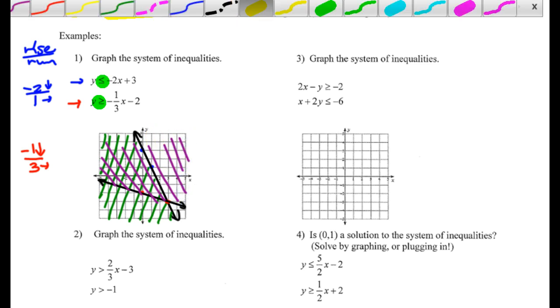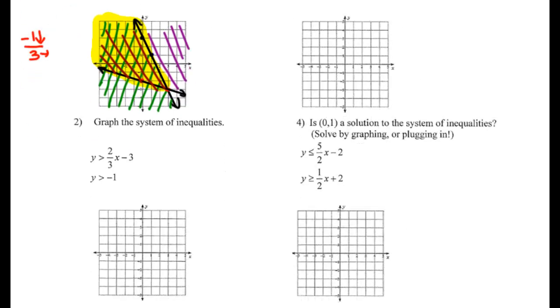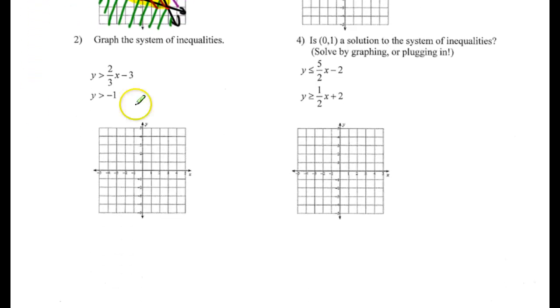Okay? So it's a little messy, but as you can see now, the place where both answers are crossing over is this part. Here, this is just the first one. Here, this is just the second one. Here is where it is together, where I have both lines. And so any point in here is an answer for both of them at the same time. That's how you graph a system. Okay? Alright, let's try another one.